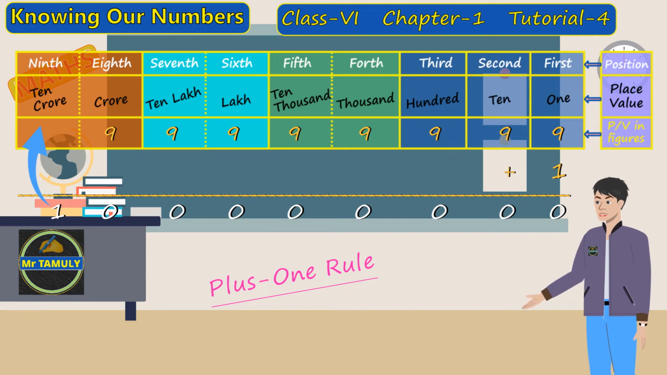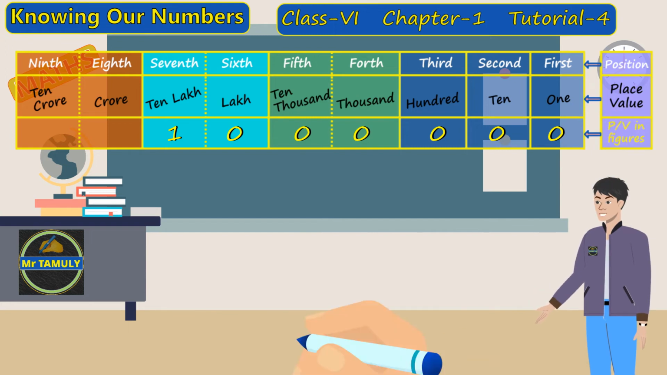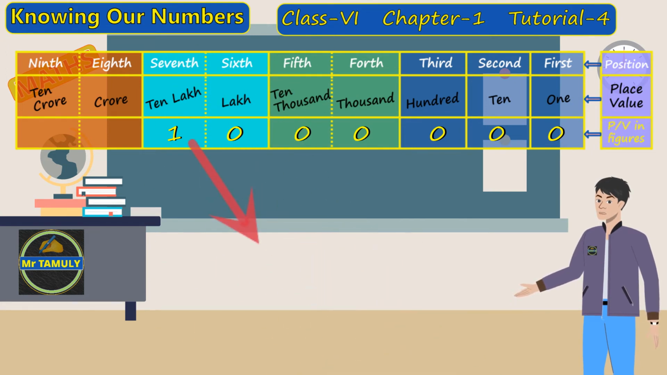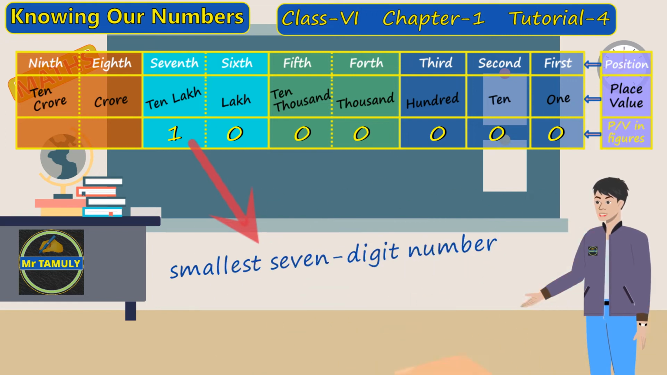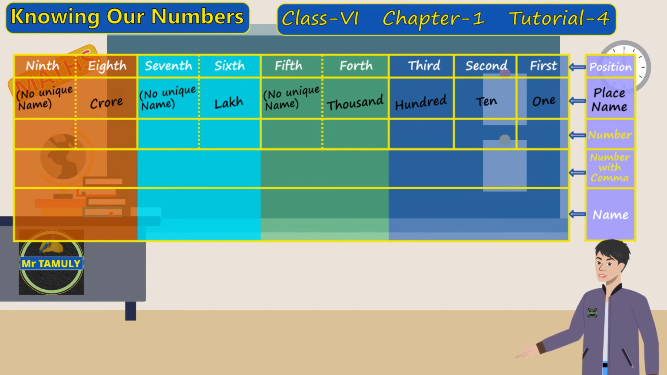Now coming to the 7th position, the place value of the 7th position is 10 lakh. The number 10 lakh also happens to be the smallest 7-digit number. You won't find a positive 7-digit number smaller than 10 lakh. We shall now take up some random 6-digit and 7-digit numbers and learn their Indian names. In order to get a better understanding of the method of naming numbers, we shall use a color-coded table.